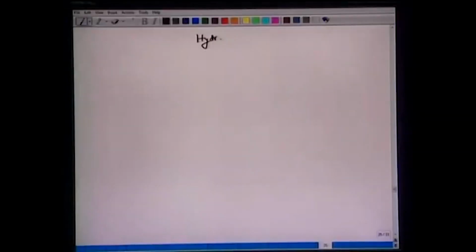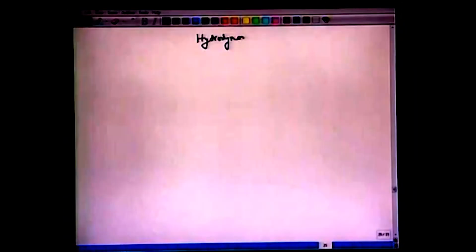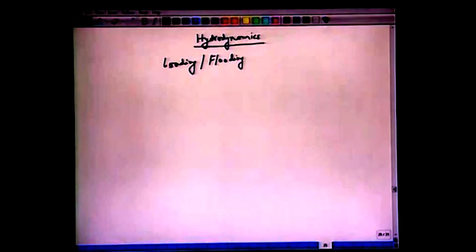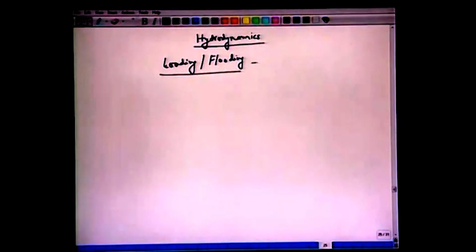Alright, so we look at the hydrodynamics of loading and flooding before we start the mass transfer aspect. In this lecture we look at very small aspects of this hydrodynamics, but it's very important. We said we have loading and flooding, and we must realize that this will happen if we have a situation like this, counter current flow.